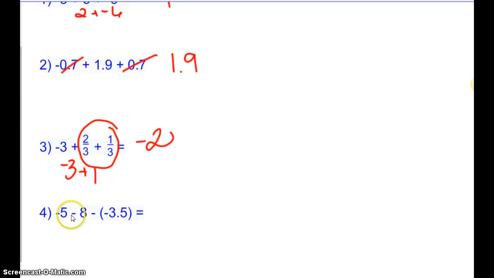Negative 5 minus 8. If I want to, I can keep, change that. I see right here, I've got negative 13. Then, minus a negative, keep, change. So plus 3.5. If you're not a big fan of decimals, I put it into money. I owe Joe $13, and I pay him back 3.5. So let's see, now I owe him 10. I owe him still $9.50. Why is it 9.5 and not 10.5?